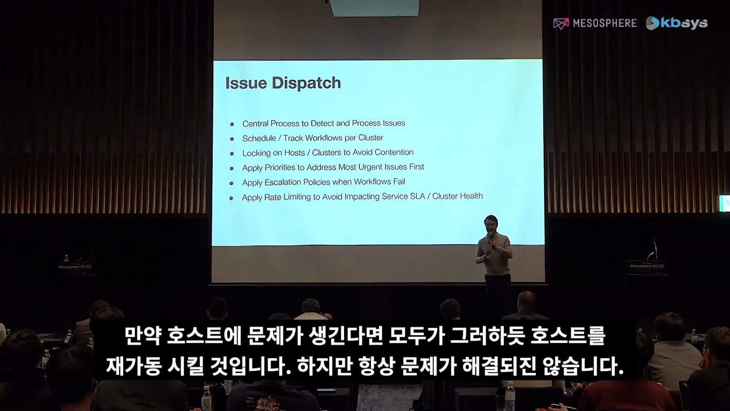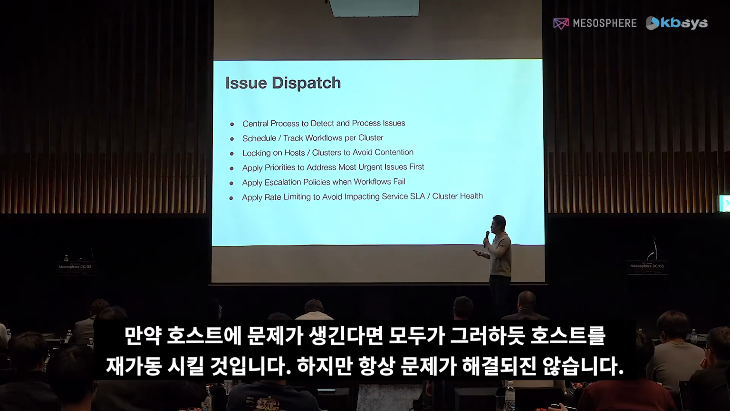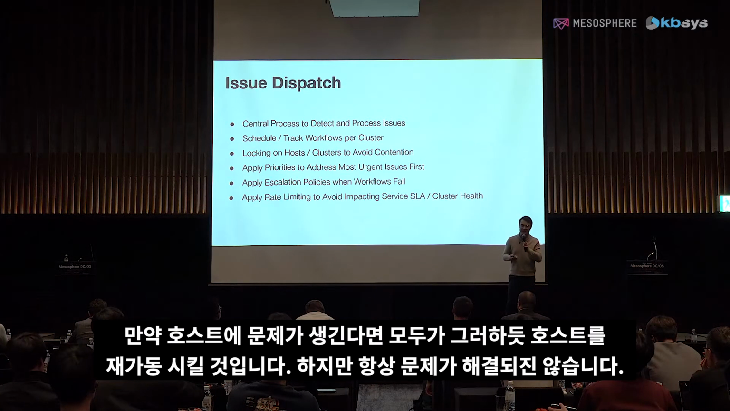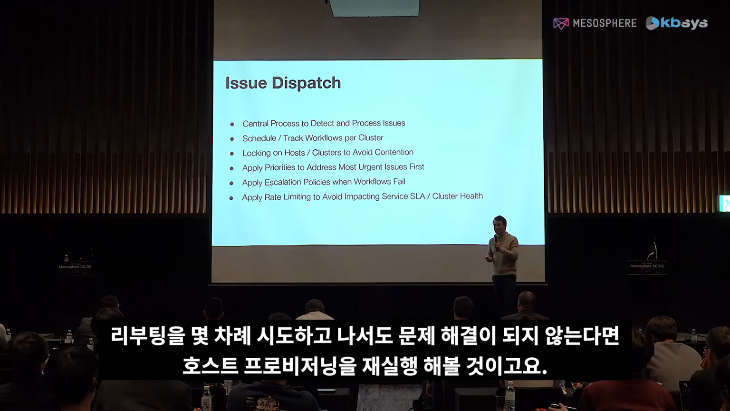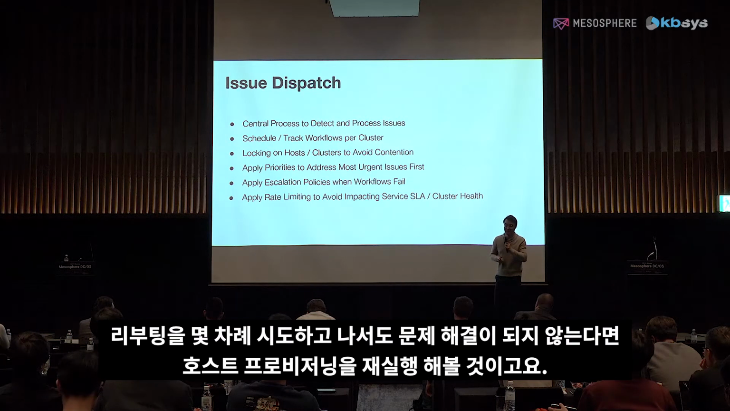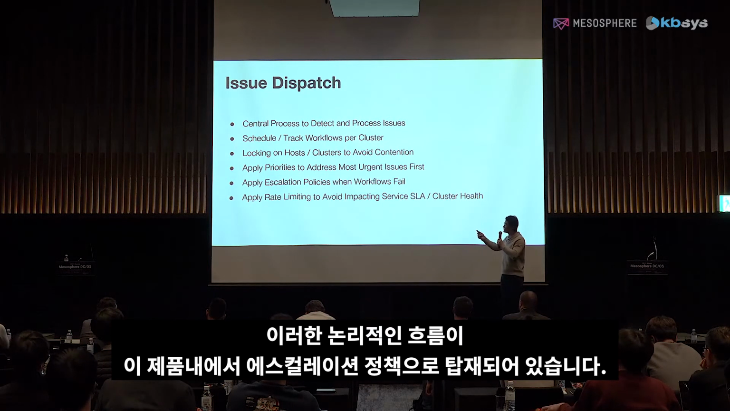Imagine you have a host unpingable issue, for example. Then the first thing you're probably going to try is simply rebooting the host. Everyone does it, right? But it might not solve the problem all the time. So after rebooting this host several times, you might say, rebooting doesn't really work, so let me try to reprovision the host. This logic is modeled as an escalation policy inside the product.